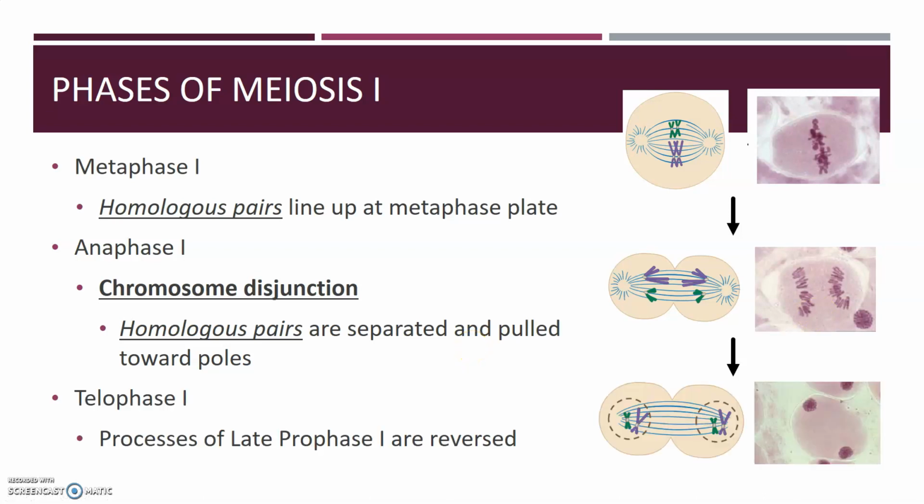And then finally, in telophase 1, everything that happens in prophase 1 is reversed. The chromosomes decondense, the nuclear envelope reforms, and the mitotic spindle dissolves. Because you no longer need the spindle, you've moved the chromosomes to where they're going, and you can reform nuclei around them and let them decondense before the next phase, which is meiosis II.